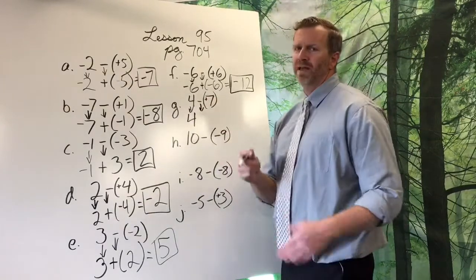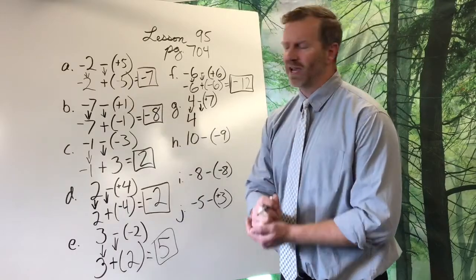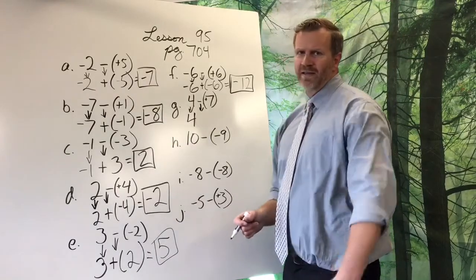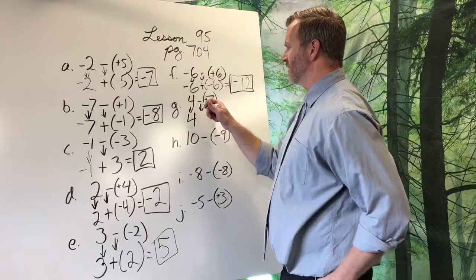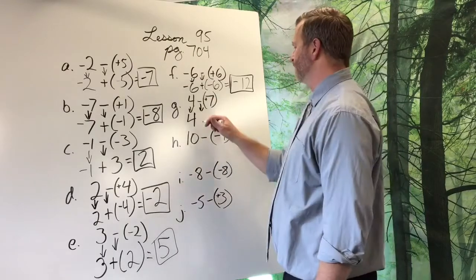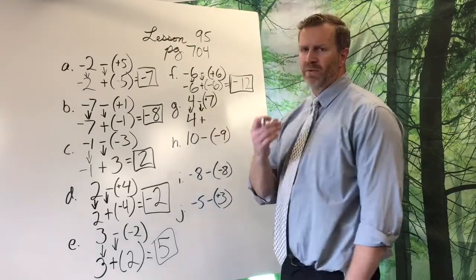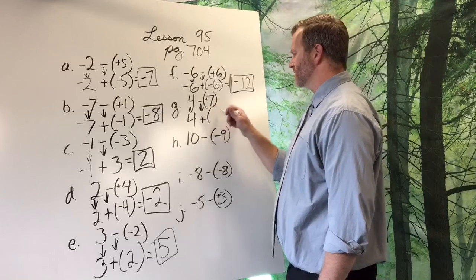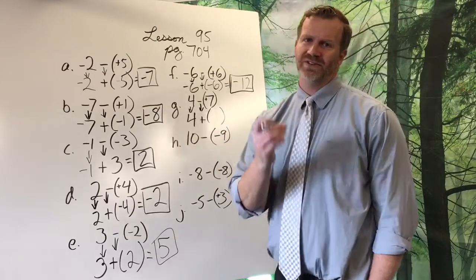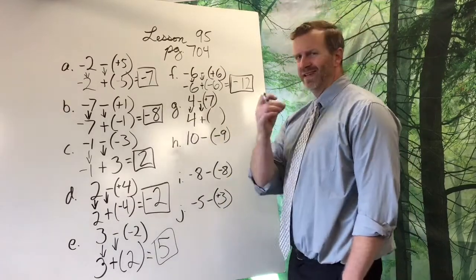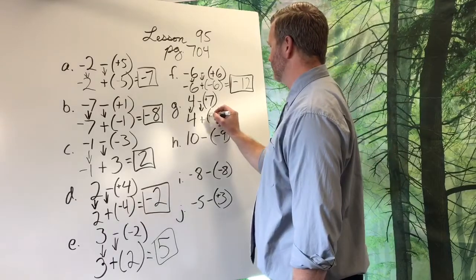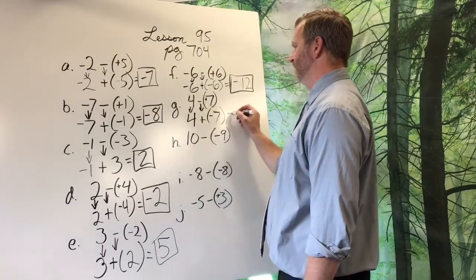Now, remember that minus sign has got to change. Johnny, help me out. So that minus sign is going to become a what? It's going to become a plus sign. So once I change it to a plus sign, how does that change that positive 7, Johnny? That's right, it makes it a negative 7.